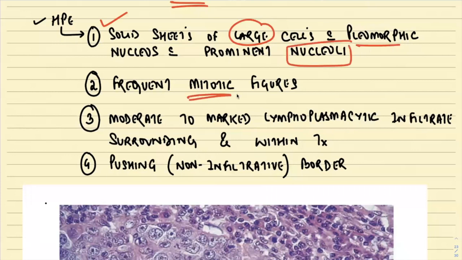Frequent mitotic figures are there. They have a lot of lymphoplasmacytic infiltrate, and very important, they have a pushing border, and the cells are growing in a syncytial pattern. This means multiple nuclei are together. This is the meaning of syncytia.